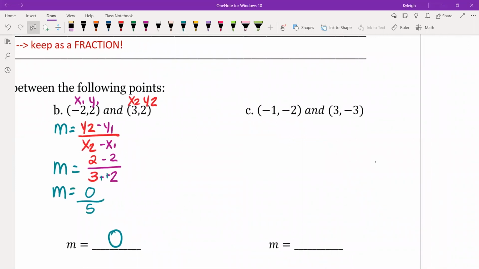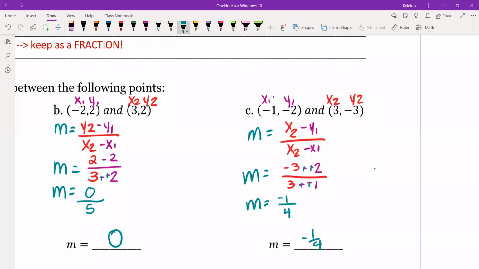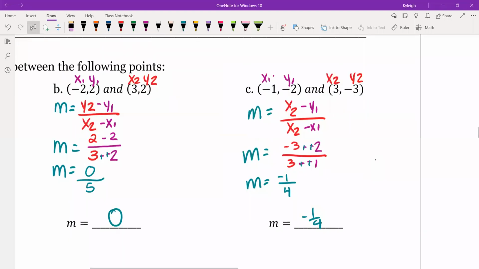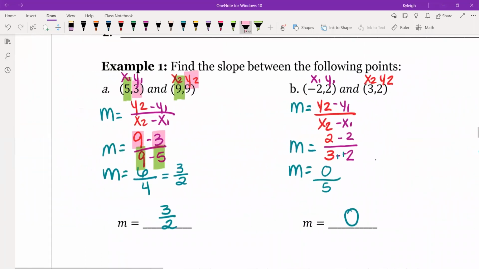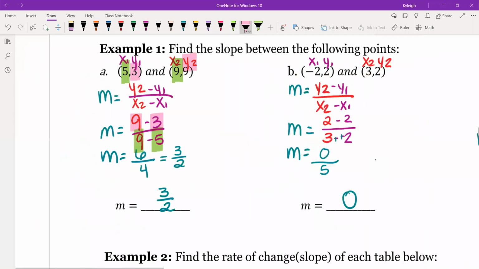So now that I kind of reminded you what to do, try C on your own. So pause and try C on your own. All right, you should have gotten negative 1/4. Be careful here with the keep, change, change in both of those, okay? So be really careful. So that's how we find slope using 2 ordered pairs.